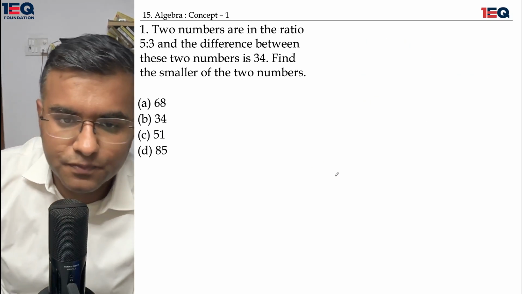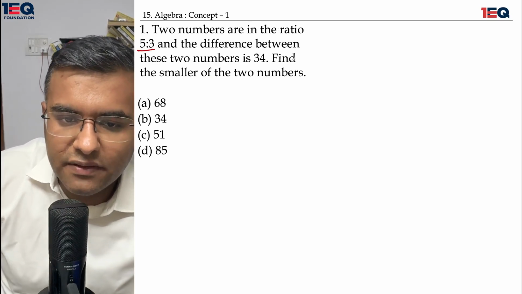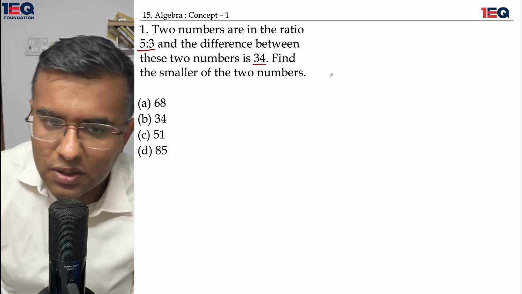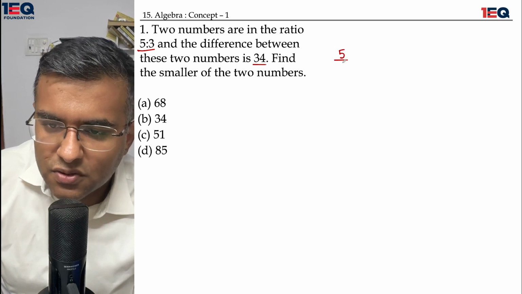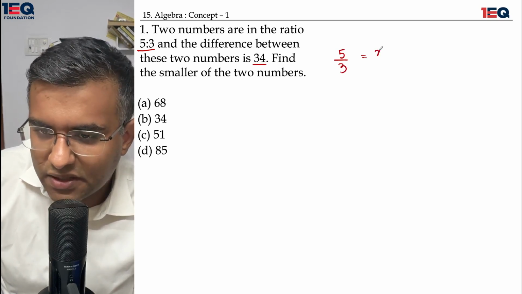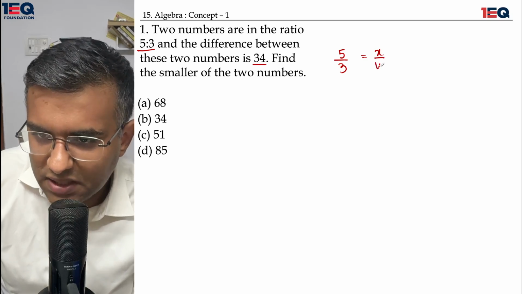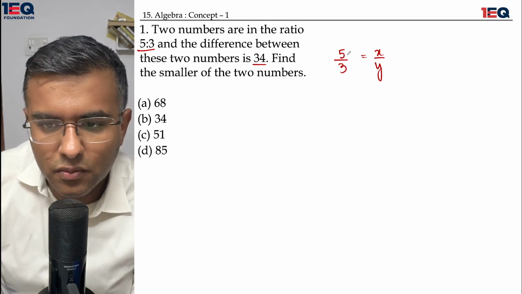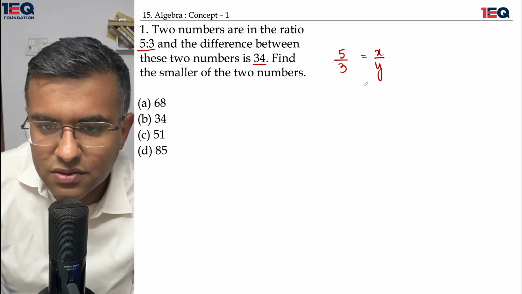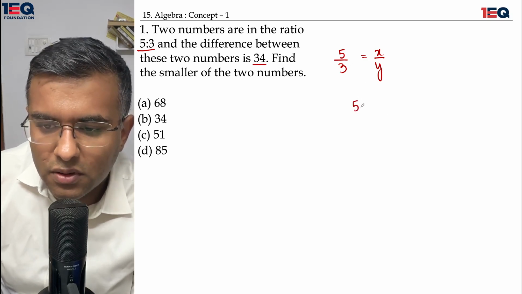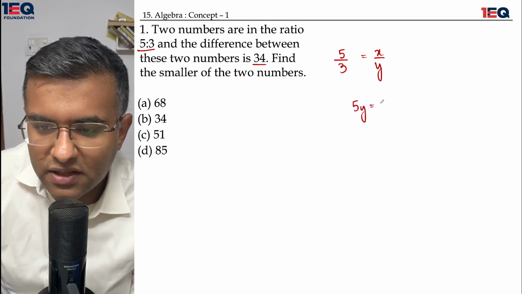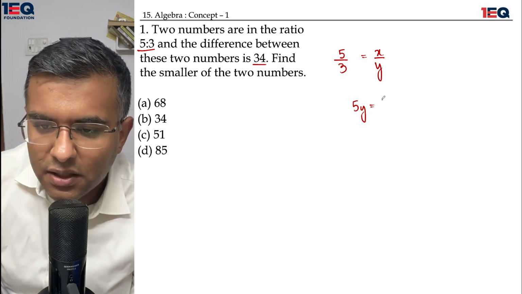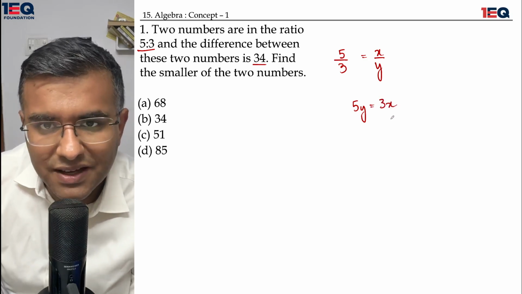Let's move on. Two numbers are in the ratio of 5 and 3, and the difference between these two numbers is 34. Find the smaller of the two numbers. If two numbers are in the ratio of 5 and 3, I can assume that the first number is x and the second number is y. So the ratio of x and y is 5 is to 3.